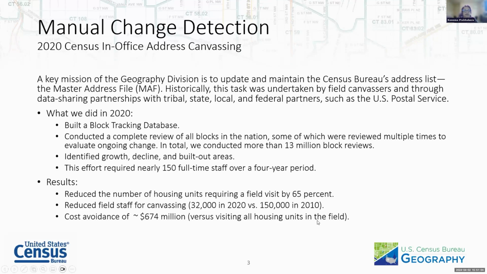We identified growth, decline, and built-out areas, and built-out areas were flagged to minimize the need for field canvassing. This effort required nearly 150 full-time staff over a 4-year period. Some of the results of this is that we reduced the number of housing units requiring a field visit by 65%, reduced the field staff for canvassing from 150,000 in 2010 to 32,000 in 2020. And it also resulted in a cost avoidance of approximately $674 million versus going to all housing units in the field.